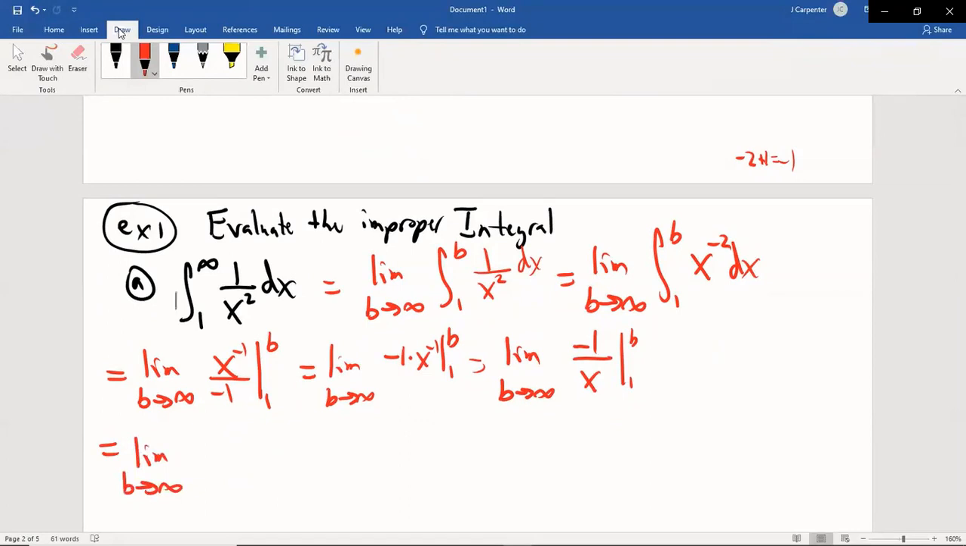And then you just leave your answer with a b. So -1 over b, that x is now a b. Then a minus to actually show the subtraction, upper minus lower limit. And now we're plugging in 1 here, but that's another negative. So minus -1 over 1. So this is the limit as b goes to infinity of -1 over b plus 1 divided by 1 is 1, so 1.